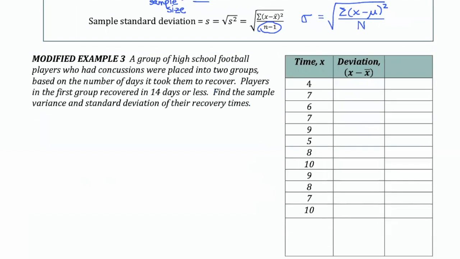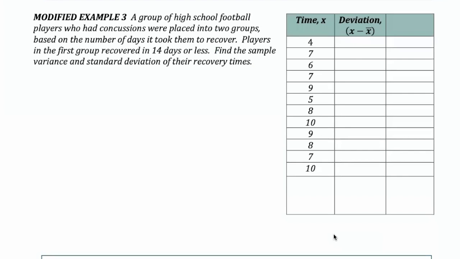So I modified example 3 to look at only one data set. This is a data set for a group of high school football players who had concussions. That group was split into 2 groups based on the number of days it took them to recover. Players in the first group recovered in 14 days or less, so the rest were put in the other group. We want to find the sample variance and standard deviation of their recovery times. So we're working with only a portion of the population, namely the portion that recovered in 14 days or less.